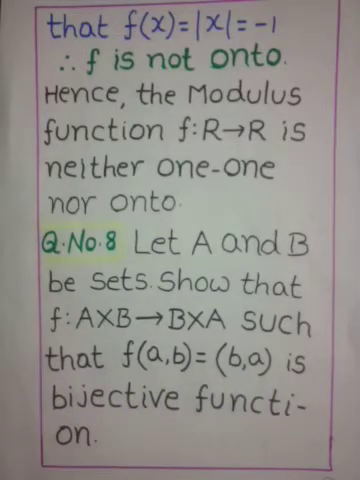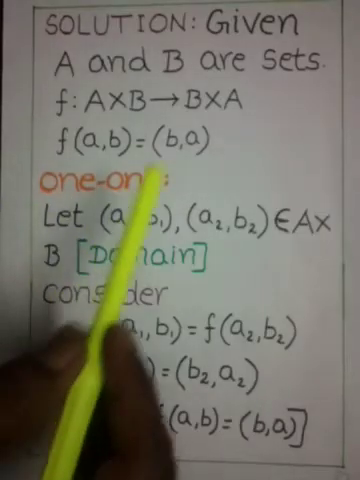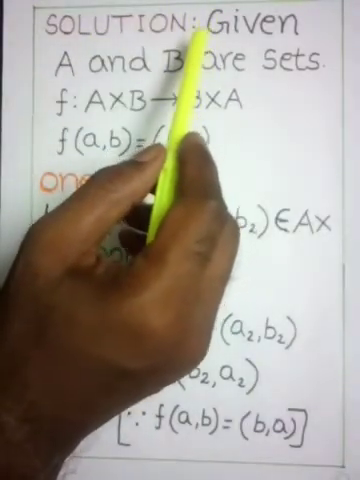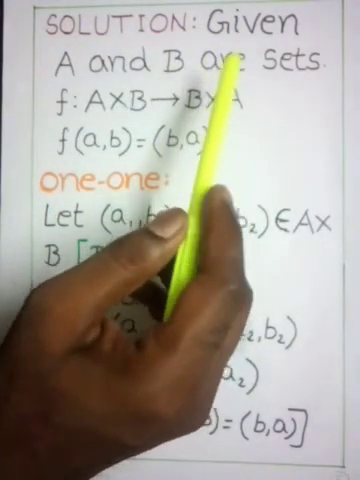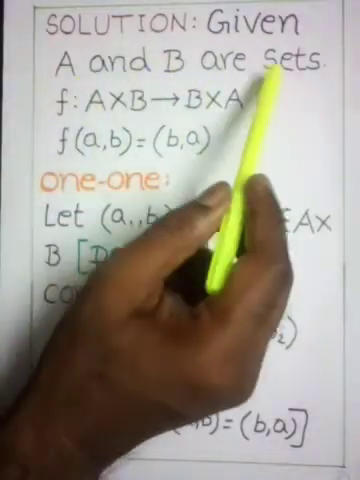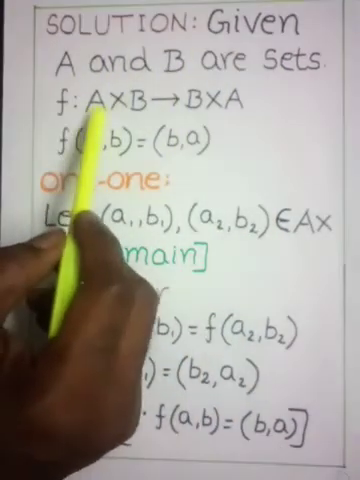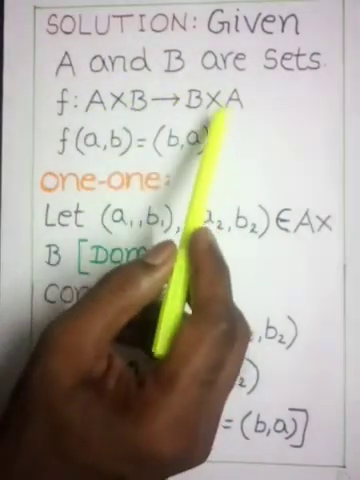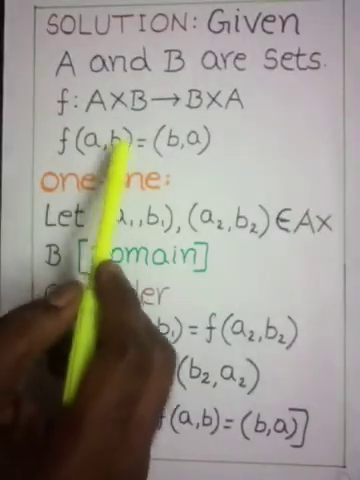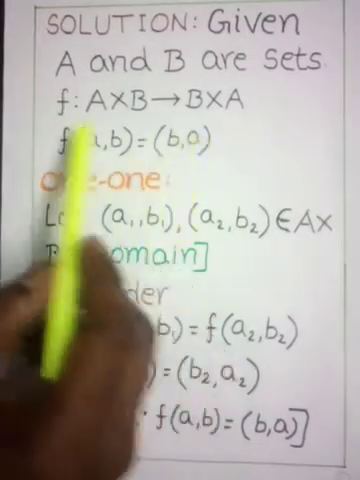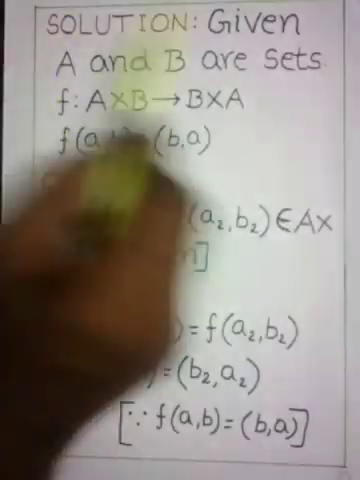Okay, my dear children, now we are going to show that this function is a bijective function. Now come to the solution part. First of all, we write the given data. What is given here? A and B are two sets, and f is a mapping from A cross B to B cross A, and f of (a, b) is equal to the ordered pair (b, a). Okay, this is the given data for us.